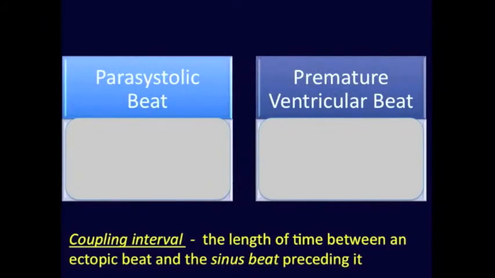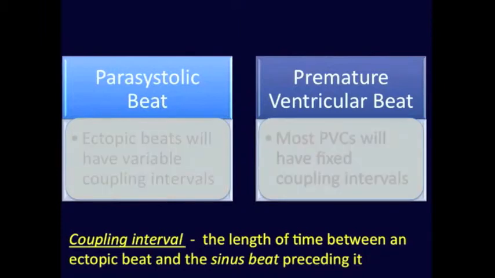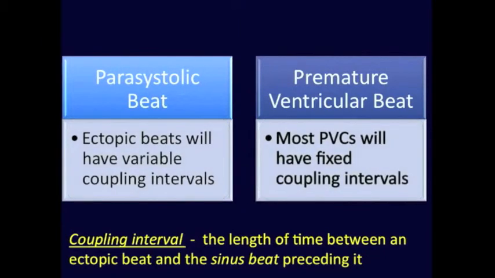So how might you distinguish beats coming from a parasystolic focus from PVCs? Well, what I typically look for is that PVCs should be coupled to the preceding sinus beat by a fixed coupling interval. Now, this works on most occasions, but there are a few exceptions.